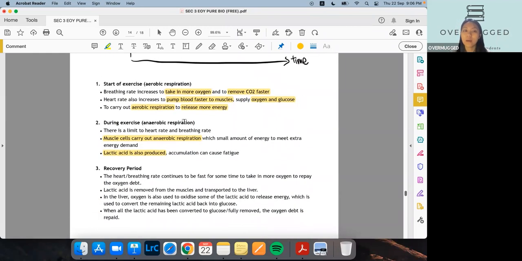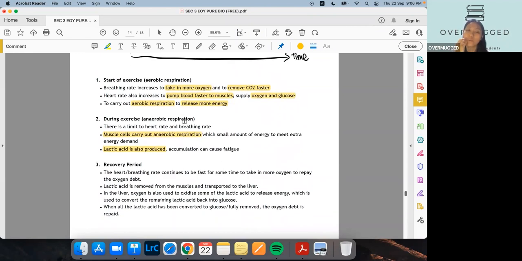Okay, this is the part where I need to write. Maybe it's not really something that you will write in your answer itself, but it's something that you should understand. When there is lactic acid, it means that anaerobic respiration equals lactic acid, right? Not equals, but anaerobic respiration will produce lactic acid. The presence of lactic acid equals oxygen debt.